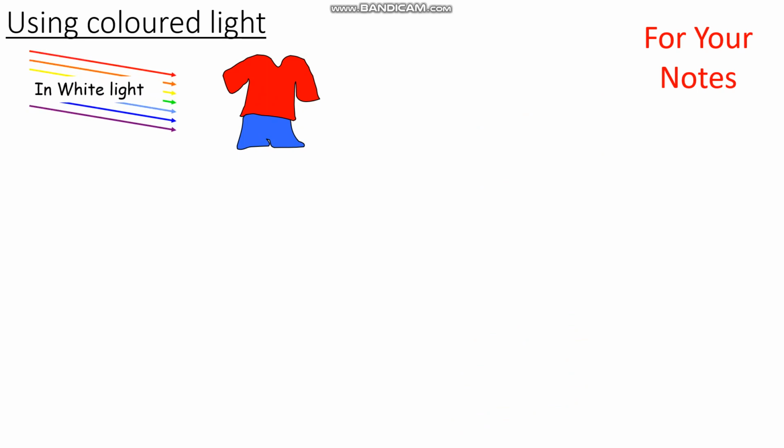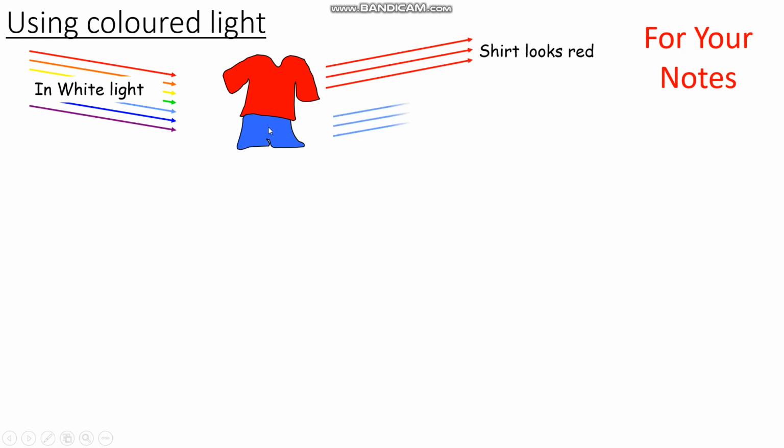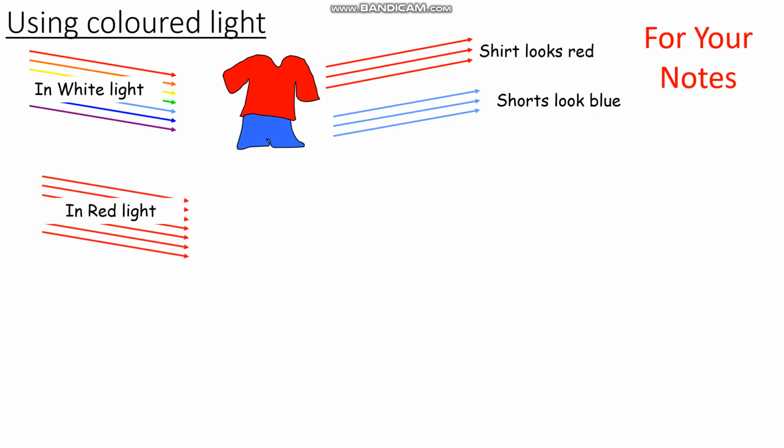Okay, so we're going to start off then looking at this sort of sports kit, red top and blue shorts in white light. Now remember, we see objects because of the light that they reflect. So the red top will reflect red light, so the red shirt looks red as you'd expect. And the blue shorts are going to reflect blue light. Okay, so that's what we'd normally see in everyday life using white light, light from the sun, light from our lamps in our homes.